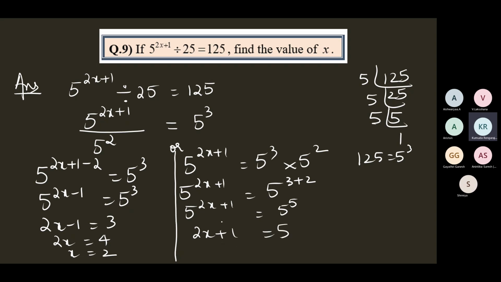The power 2x plus 1 is equal to the power 5. So 2x is equal to 5 minus 1, plus 1 on the other side becomes minus 1. So x is equal to 4 by 2, which is 2. So the value of x is 2.